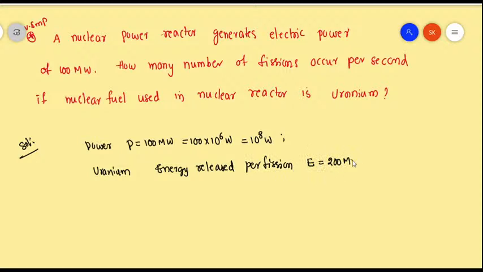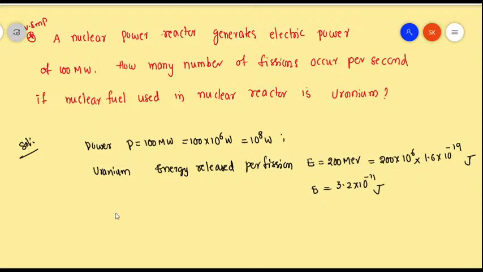We discussed previously. This you can convert into joules. 200 into mega means 10 power 6. Electron means electron charge we have to write, and joule. This is converted into joules. You simplify it: 10 to the power of 2, 10 to the power of 6, 10 to the power of 8, 10 to the power of minus 19, 10 to the power of minus 11. We are getting 3.2 into 10 to the power of minus 11 joules. You got the energy released per fission.